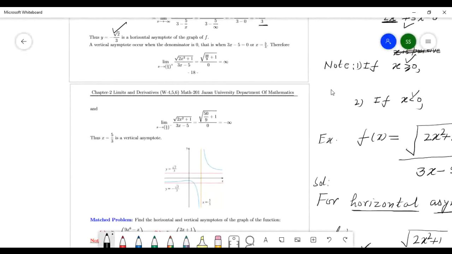Take x going to 5 by 3 from the right: this will be positive infinity. When x goes to 5 by 3 from the left, this will be negative infinity. So x equals 5 by 3 is a vertical asymptote. Today I will stop here.